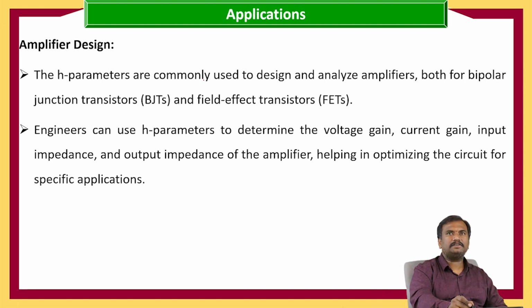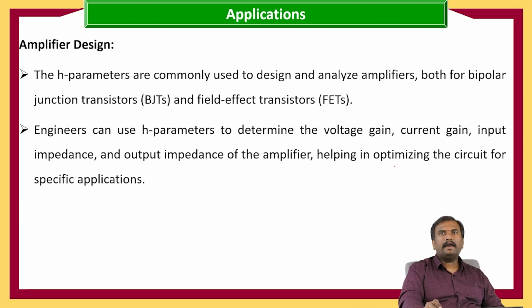Here the H parameters are commonly used to design and analyze amplifiers, both for bipolar junction transistors and field effect transistors. And engineers can use the H parameters in order to determine the voltage gain, current gain, input impedance and output impedance of the amplifier, helping in optimizing the circuit for specific applications.